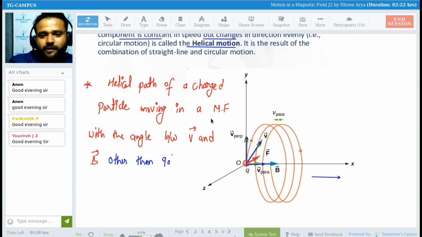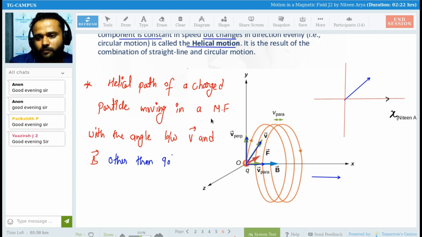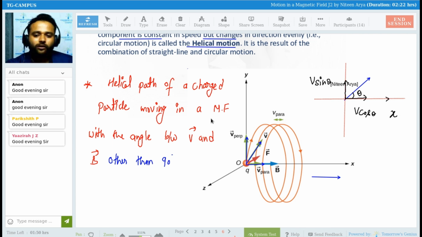If this is your velocity direction and this one is your axis, then this is the horizontal component, known as V cos theta, if the angle is theta, and this particular component is known as V sin theta. Either you can write perpendicular or parallel, or cos theta and sin theta. That is your X component, that is your Y component, and that is the resolution of vector V. Is this clear, everyone?